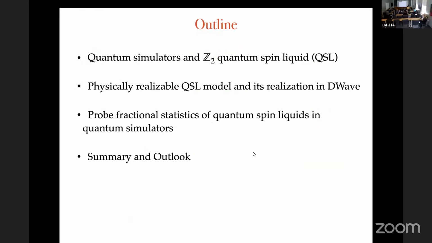So in this talk, I will start by giving you a little bit of an introduction of what quantum simulators are and what Z2 quantum spin liquids are. And then I'm going to talk about the physically realizable quantum spin liquid model and its realization in the D-Wave machine. And then in the second part of the talk, I'm going to focus on telling you how to probe the fractional statistics of quantum spin liquids in the quantum simulator. And at the end, I would like to give you a summary and an outlook.